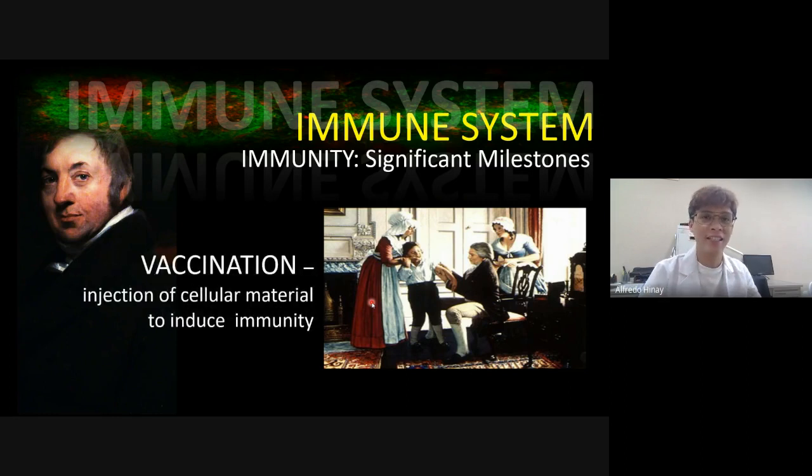And then, tada, that's vaccination already. Vaccination is the term used to describe the injection of cellular material to induce immunity. This is the work of Edward Jenner. Again, I would like to clarify because you might have been confused by what I mentioned earlier. 1977 is the year when smallpox was eradicated, and 1796 is the year when the first smallpox vaccine by Edward Jenner was developed. Take note of that one.